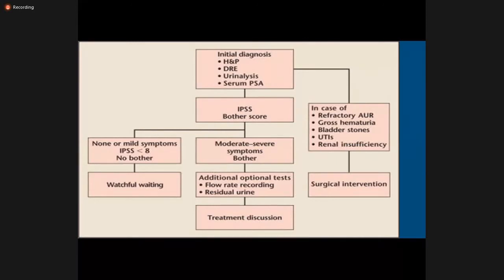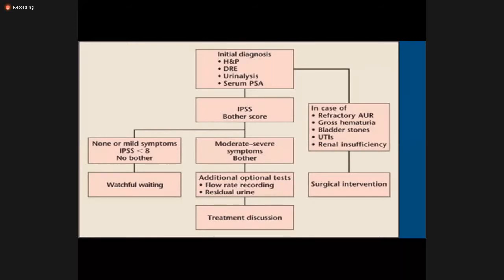So we'll briefly reinitiate how to approach these patients. We'll start our initial diagnosis by taking a careful history, doing a digital rectal examination, urine analysis or serum PSA, and assess how much the patient is bothered by these symptoms.